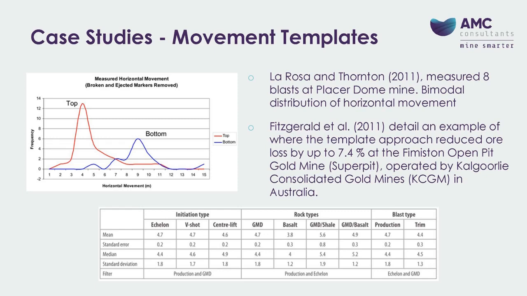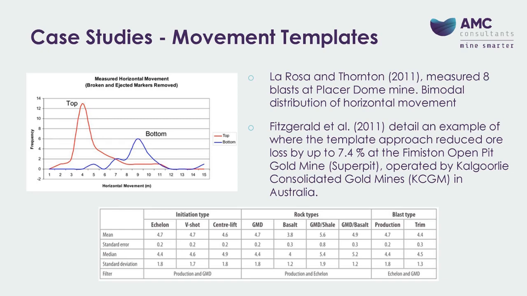I'll go into this a bit further with a couple of case studies. In 2011, LaRosa and Thornton measured 8 blasts at the Placerdo mine, and if you look at the top bimodal distribution there, it's quite self-evident that the top flitch of the blast was more or less a horizontal movement of 4 meters, and they measured on average in the bottom flitch a movement of 9 to 10 meters.